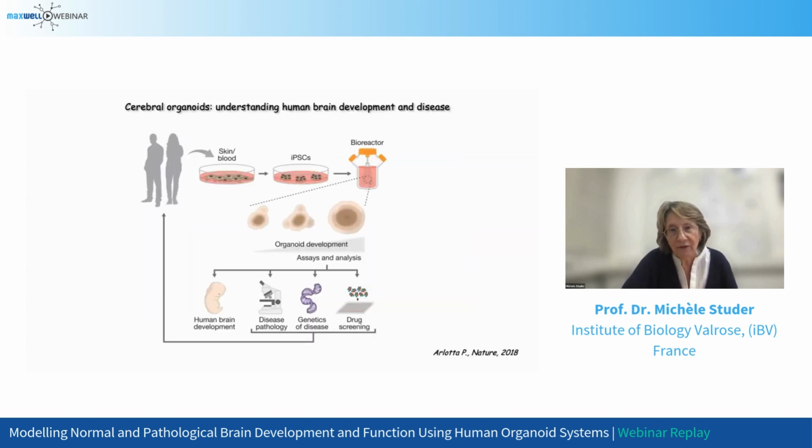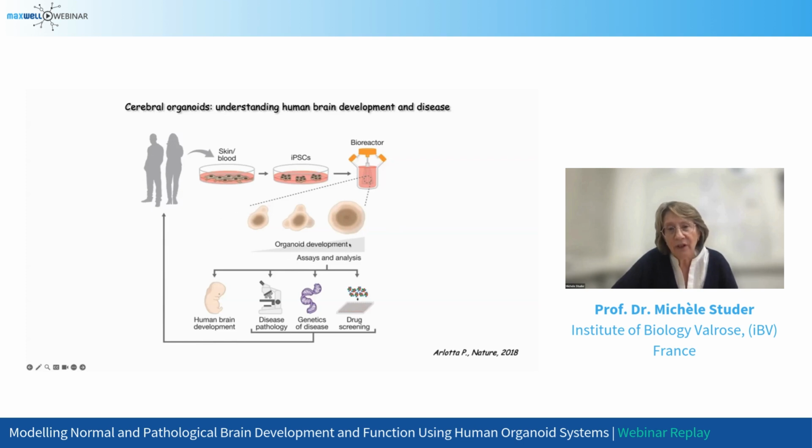So very quickly, for those who are not super familiar with cerebral organoids: cerebral organoids derive from iPS, induced pluripotent stem cells, which can be reprogrammed from skin or from blood, and they are grown in a bigger or smaller bioreactor, at different stages. During organoid development, now the Arlotta lab has even organoids for 7 years or even more.